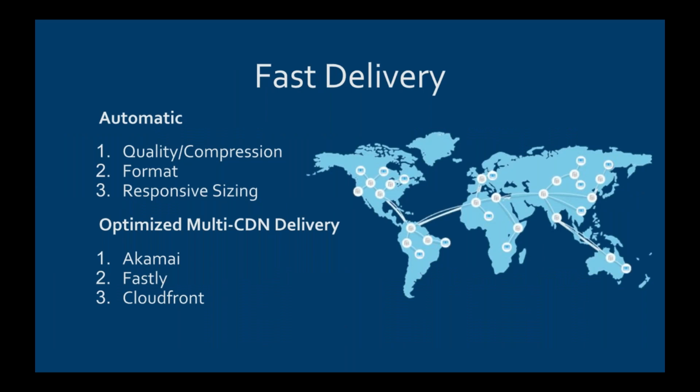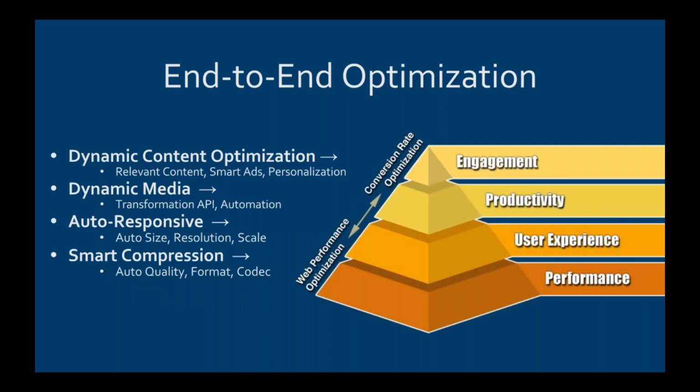And one of the most important things when you are delivering media assets to users is you want them to be delivered very fast. So with Cloudinary, we offer what you call a multi-CDN delivery that takes advantage of Akamai, Fastly, and CloudFront to be able to deliver these assets to you very fast.